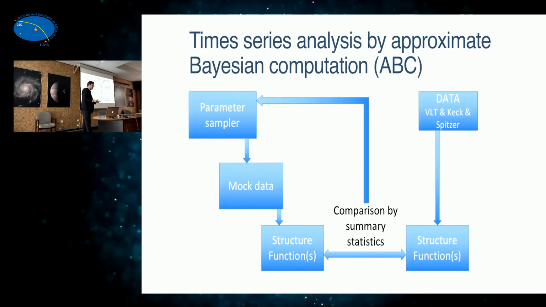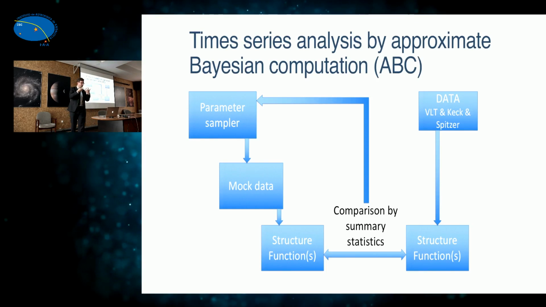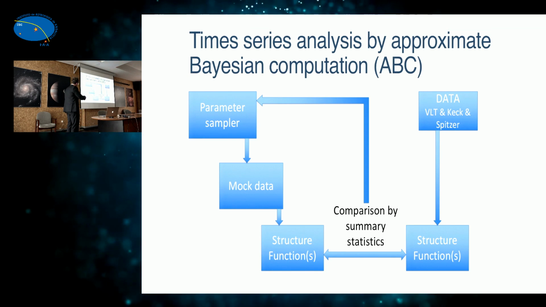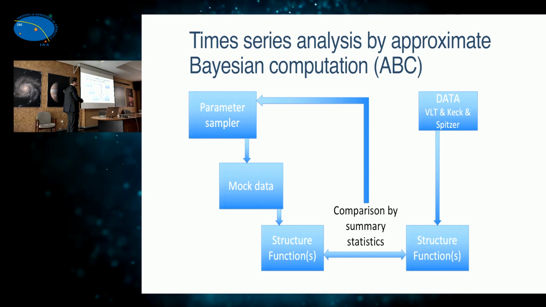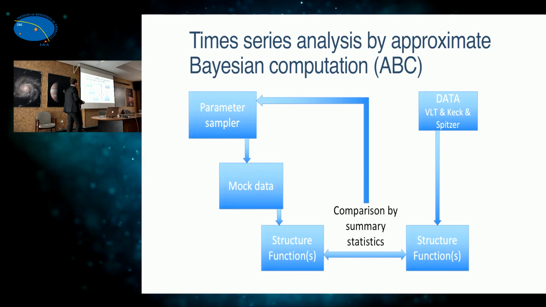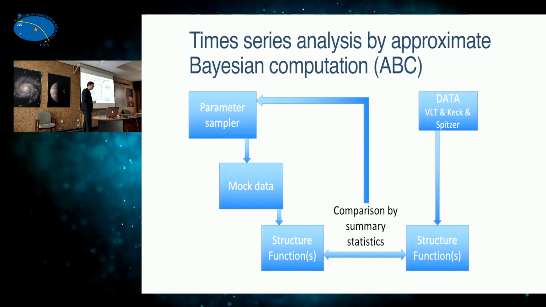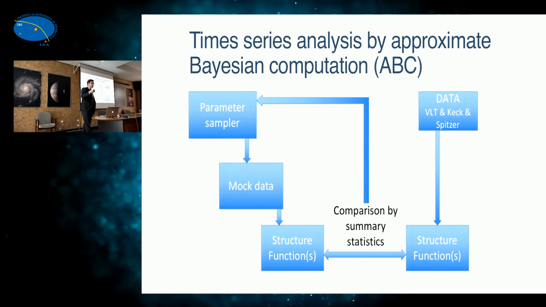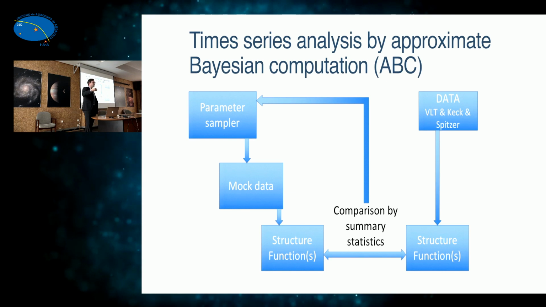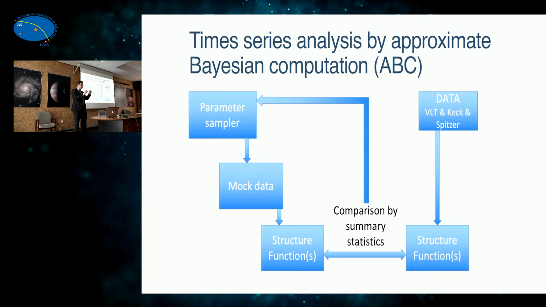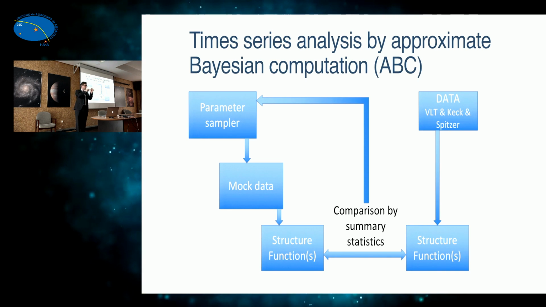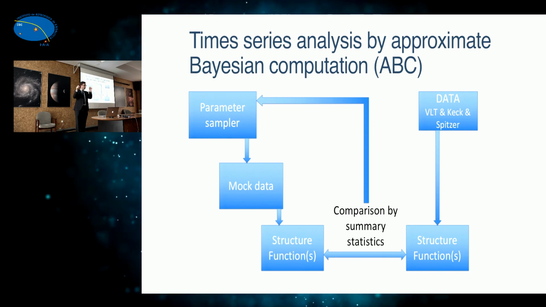And then you can start comparing these mock data with your real data. So we have a parameter sampler, we generate mock data, and the means of comparison is a structure function, first order structure function. A structure function is a representation of the data in the form of variance as a function of time lag. So at a given time lag, you select all the points and you look at the variance of those points. And then you do that for all the time lags.